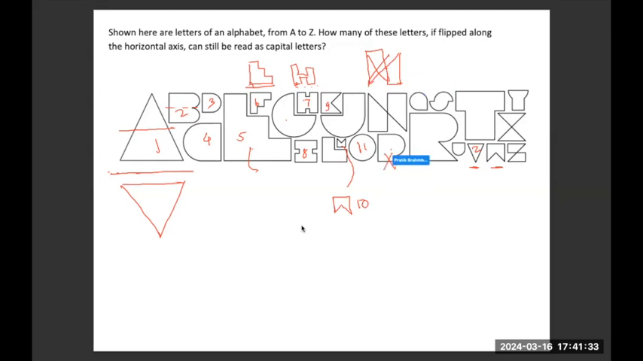P won't come, A also not, Q won't come, R also won't come. S will be an inverted S, like N is coming. U also won't be there. T also won't come, Y won't come. Z, X will come. So I was at number 11, 12, 13.